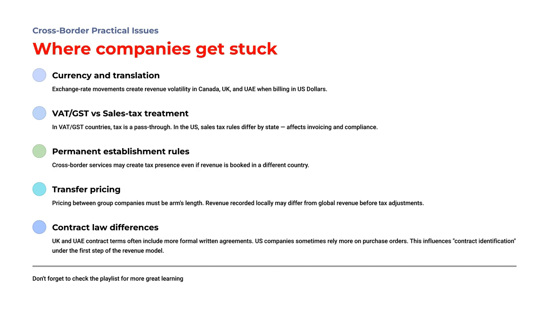Issue 5. Contract law differences. UK and UAE contract terms often include more formal written agreements. US companies sometimes rely more on purchase orders. This influences contract identification under the first step of the revenue model.